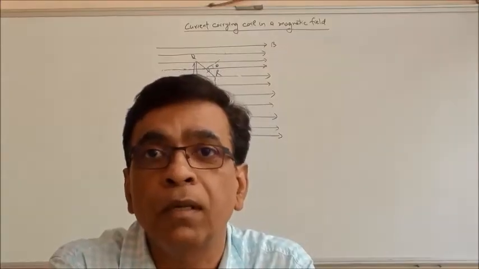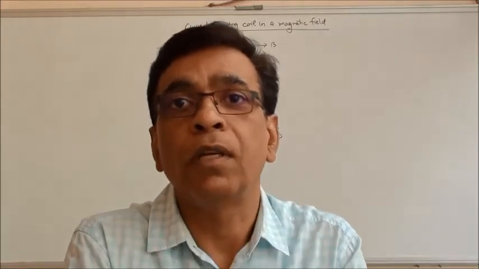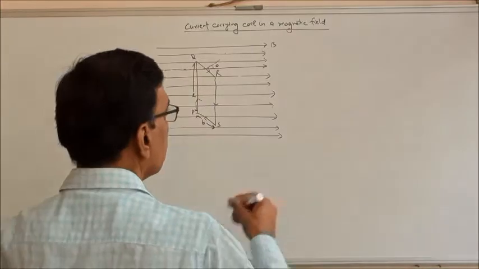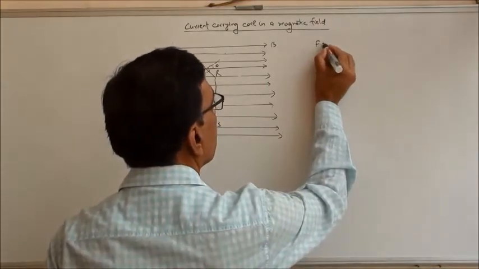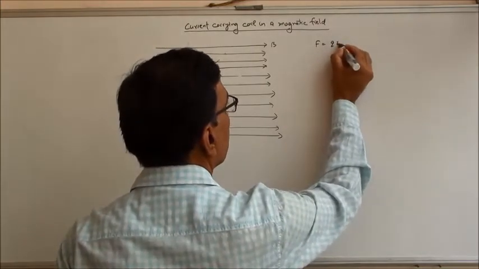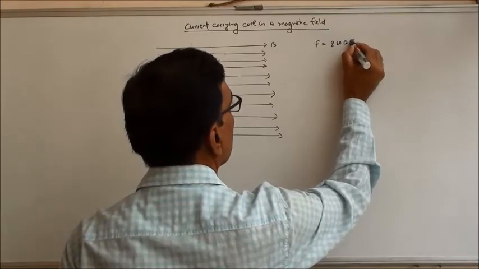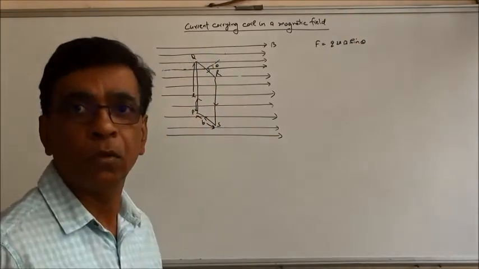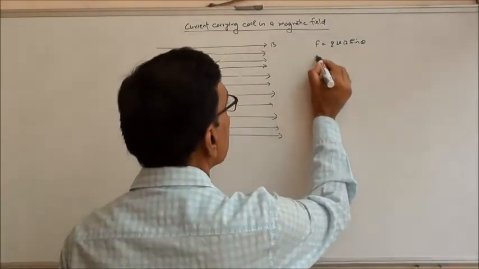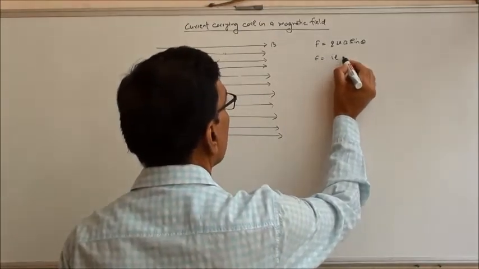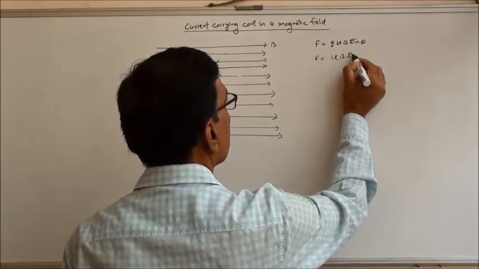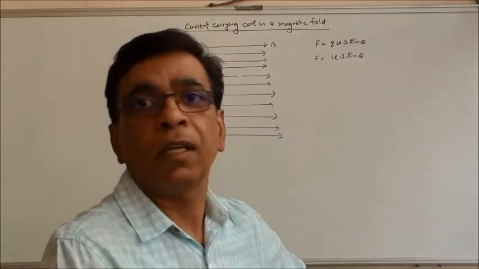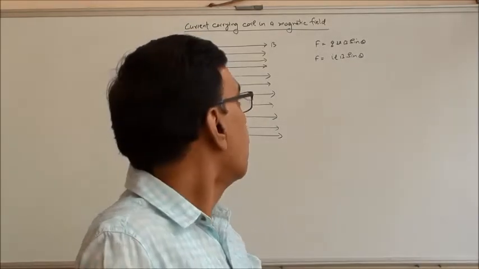What happens when a current carrying coil is placed in a magnetic field. So far we have done that if a charge Q moves in a magnetic field, this is the force that acts onto it. If I place a wire with current, this is the force that acts onto that current carrying wire.